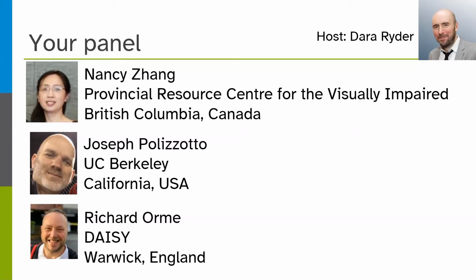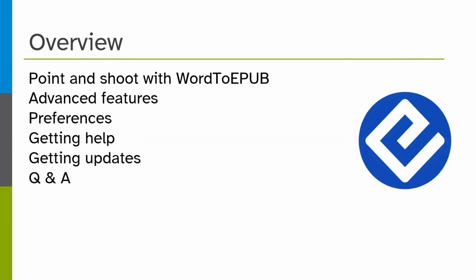Okay, so let's move on, and we'll start by having a look at the overview of what we're going to cover in today's session. And as Darragh mentioned, please keep your questions coming. So we'll start with a quick demonstration of using Word2EPUB in its simplest way, just using point and shoot. Then we'll go through a number of the advanced features, and in fact, that's where we'll spend most of our time in this session. And then we'll have a look at how you can set preferences, get help on using the tool, get updates, and then if we have any questions and answers, then we'll cover those at the end.